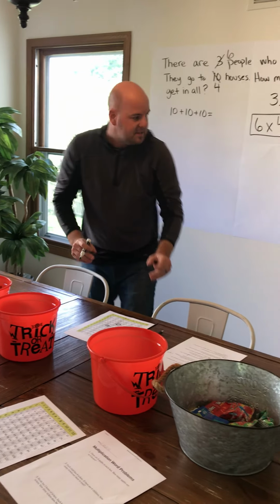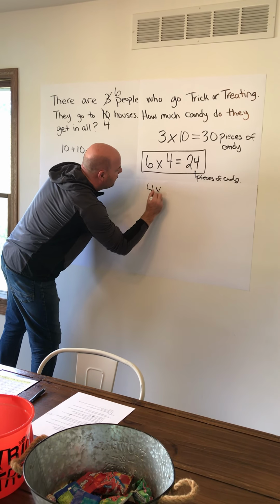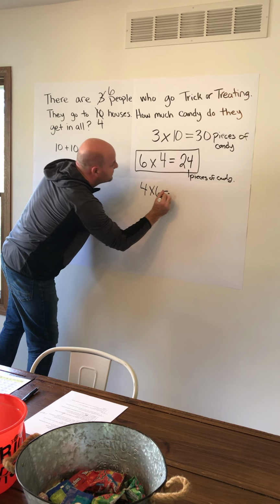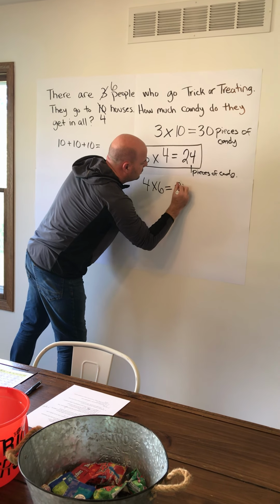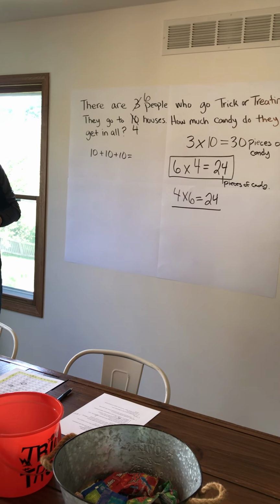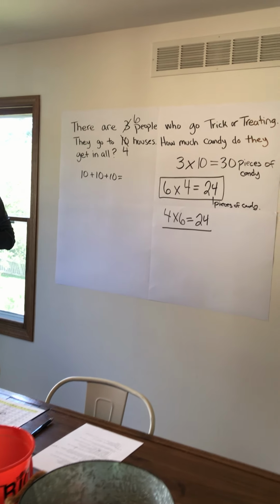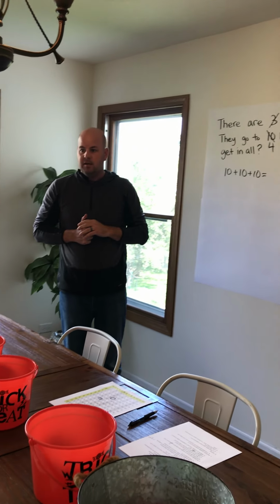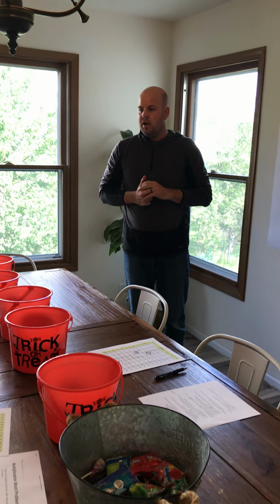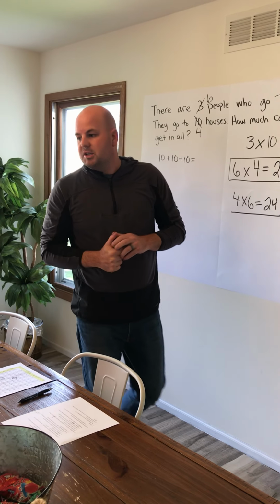So what that means is we can take 6 times 4 or 4 times 6. And they equal the same number of pieces of candy. Does that make sense? Yeah. That makes sense, Caden? Mm-hmm. All right, anybody have any questions? No? Very good. You guys did a great job today.